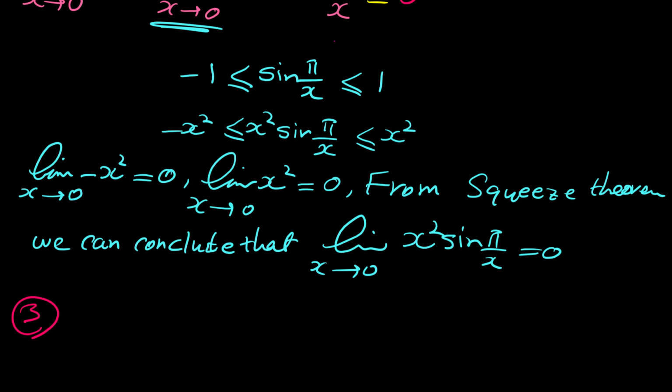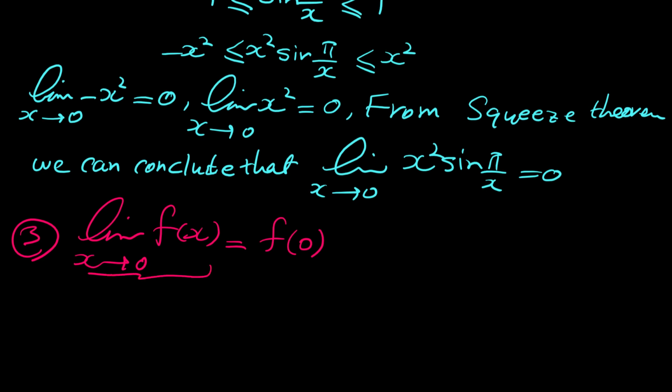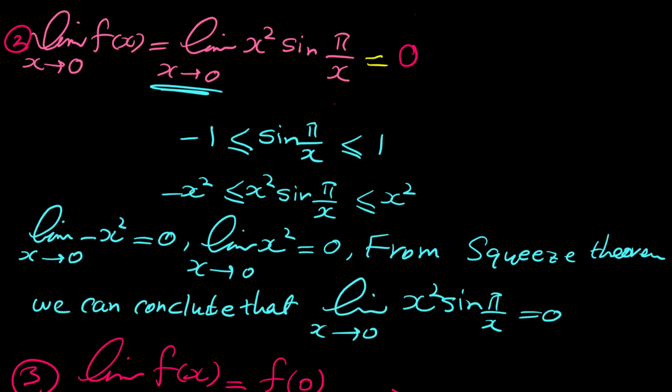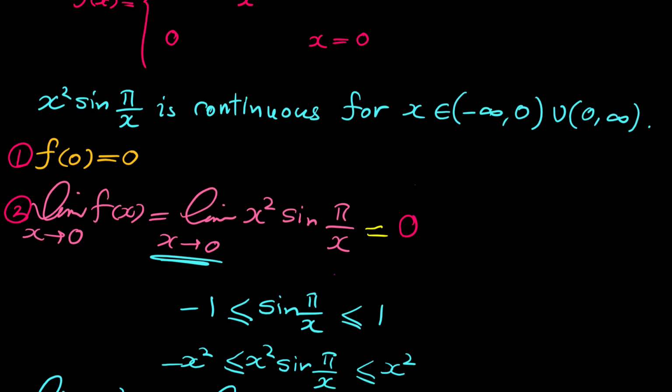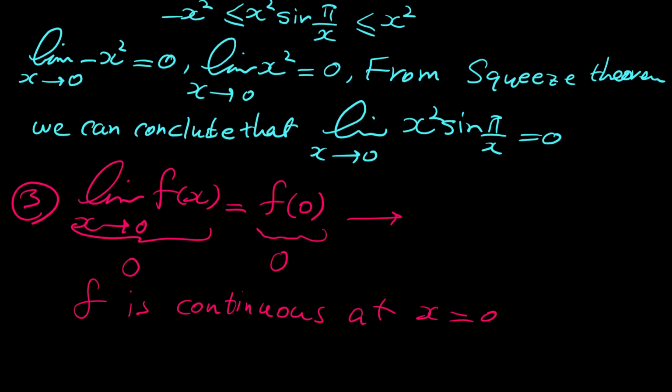The third condition for continuity is that the limit of the function when x approaches 0 should be equal to f of 0. But now we know that they are equal to each other because the limit is 0. F of 0 is also 0. So these are equal. So from this we conclude that f is continuous at 0. Remember that here we know that f is continuous from negative infinity to 0, from 0 to infinity, and now we have proved that it is also continuous at 0.